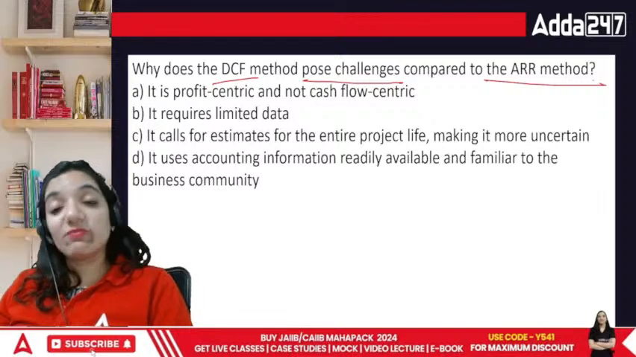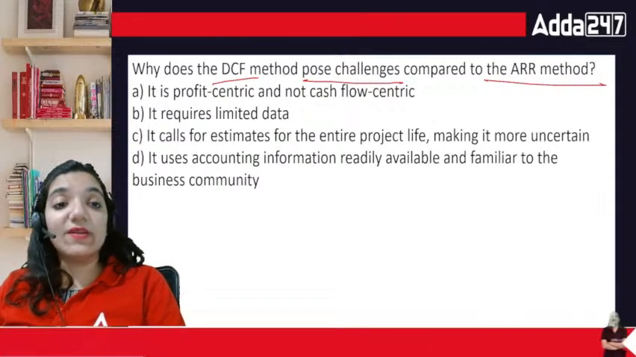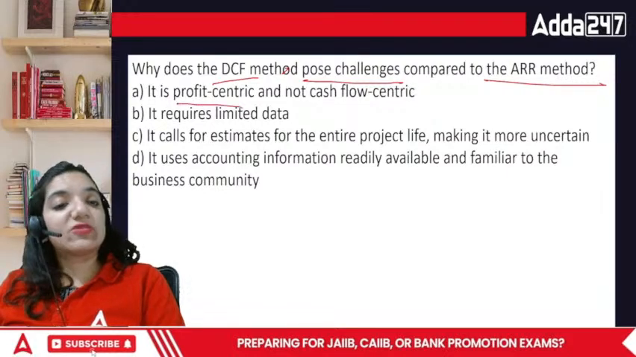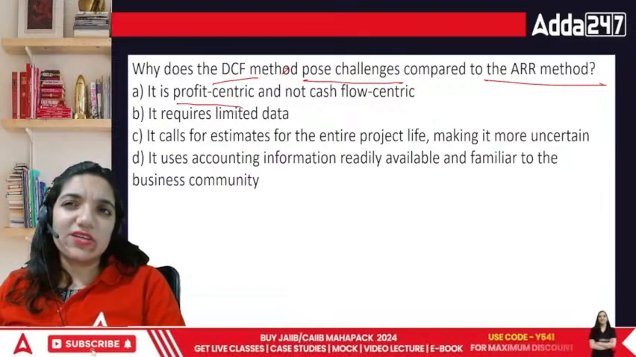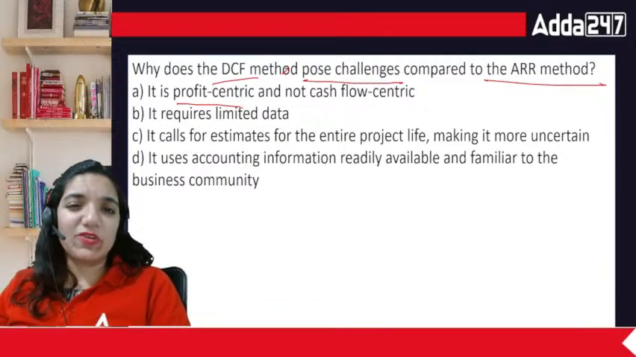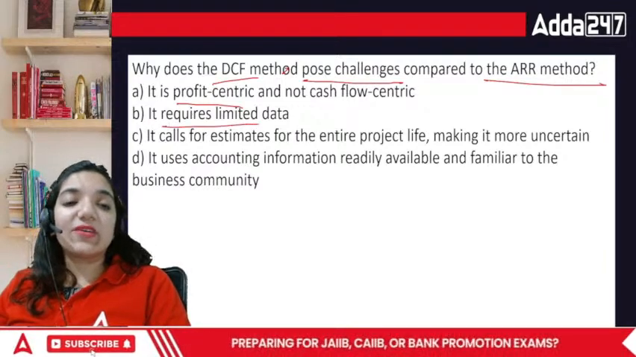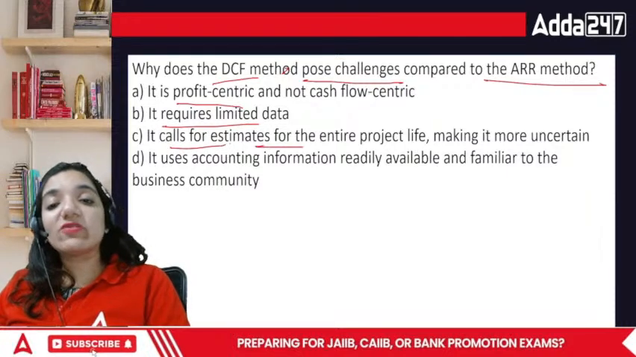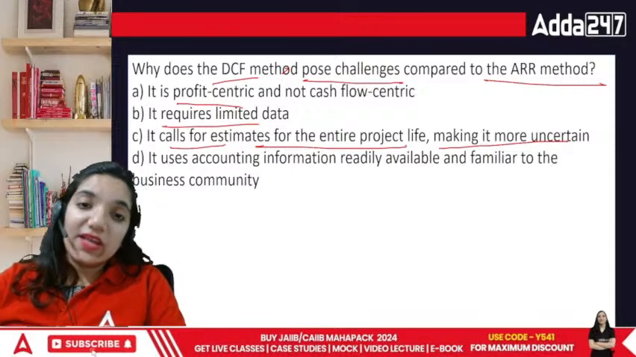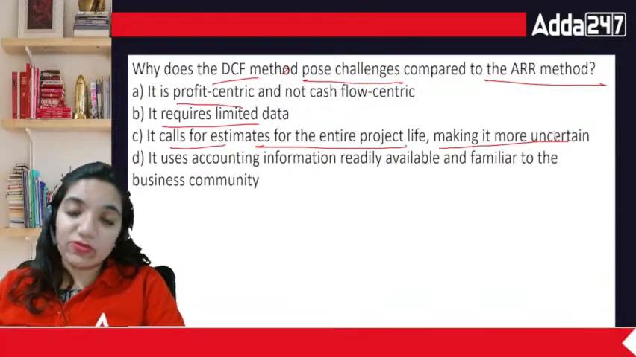Then why does the discounted cash flow method pose challenges compared to accounting rate of return? Discounted cash flow is basically a difficult topic as well. It requires major calculations. Then it is profit centric and not cash flow centric. It is actually based upon time value, so it is not about profit or cash flow. It requires limited data. It calls for an estimate of the entire life, making it more uncertain, because you are giving an estimation of what will happen in the future.